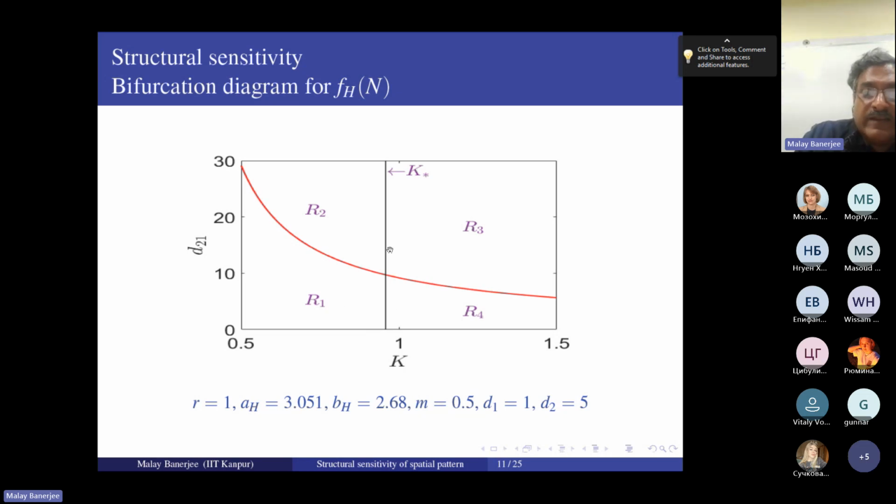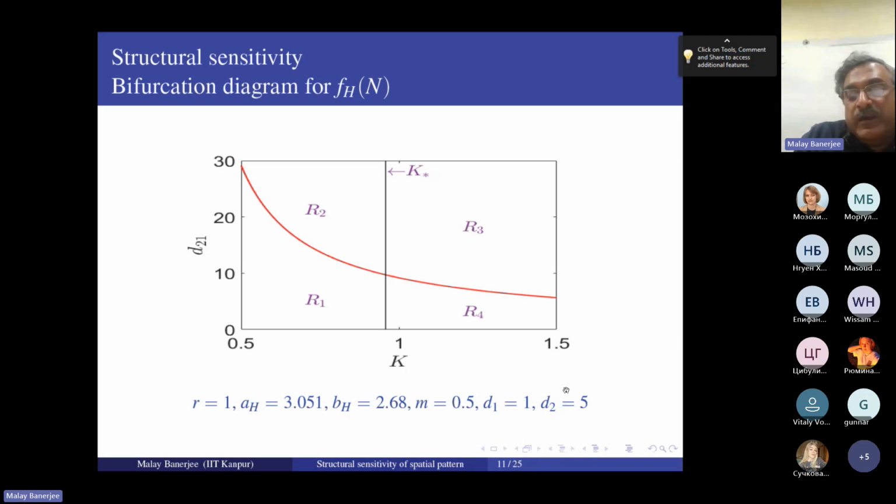So these stability and instability properties with respect to only temporal perturbation and spatiotemporal perturbation lead to four different regions: R1, R2, R3, R4. In R1, the homogeneous steady state is stable under both kinds of perturbation. In R2, the homogeneous steady state is unstable under heterogeneous perturbation. In R3, it is unstable with respect to both temporal as well as spatiotemporal perturbation. And in R4, it is unstable only under temporal perturbation. So these are the parameter values.